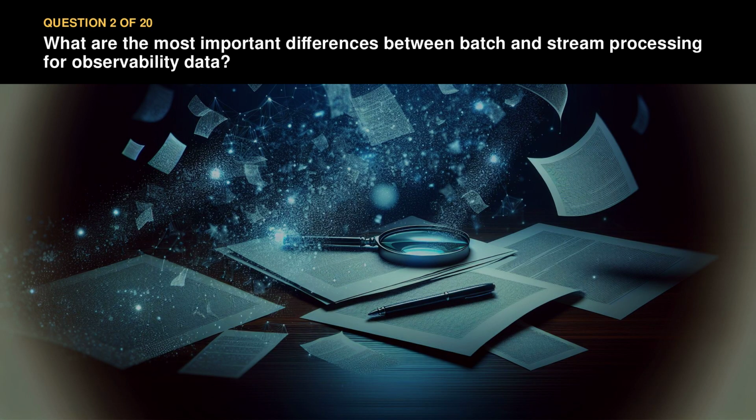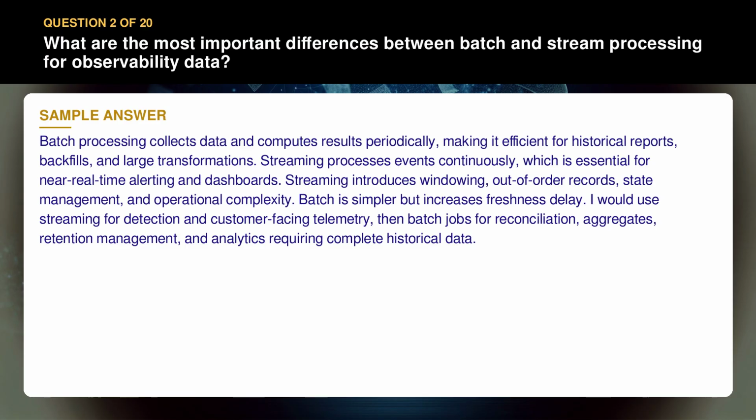Question 2. What are the most important differences between batch and stream processing for observability data? Batch processing collects data and computes results periodically, making it efficient for historical reports, backfills, and large transformations. Streaming processes events continuously, which is essential for near real-time alerting and dashboards.